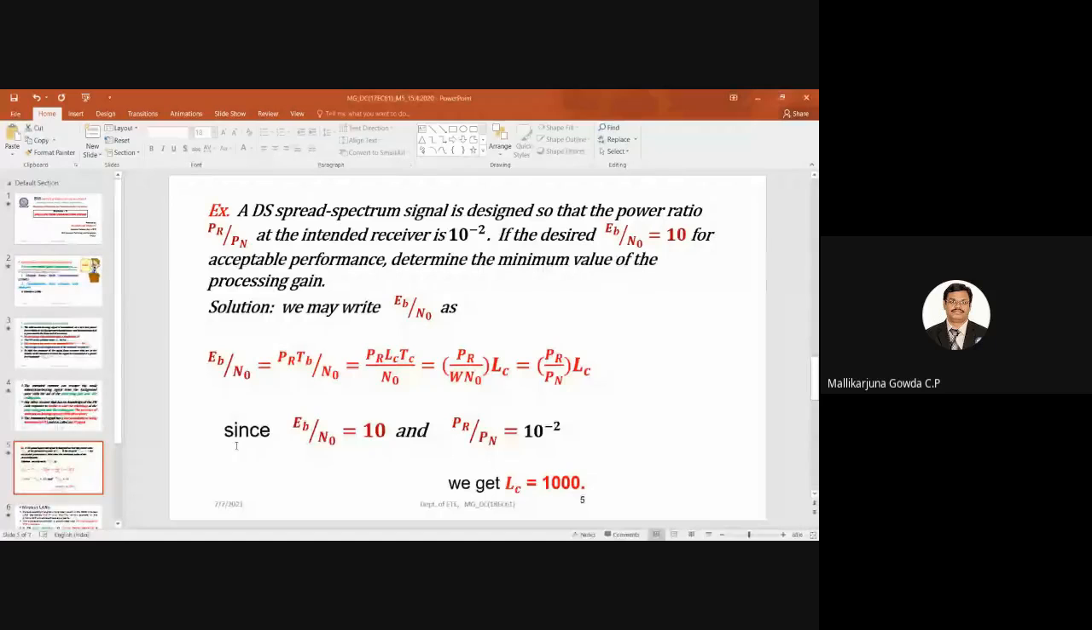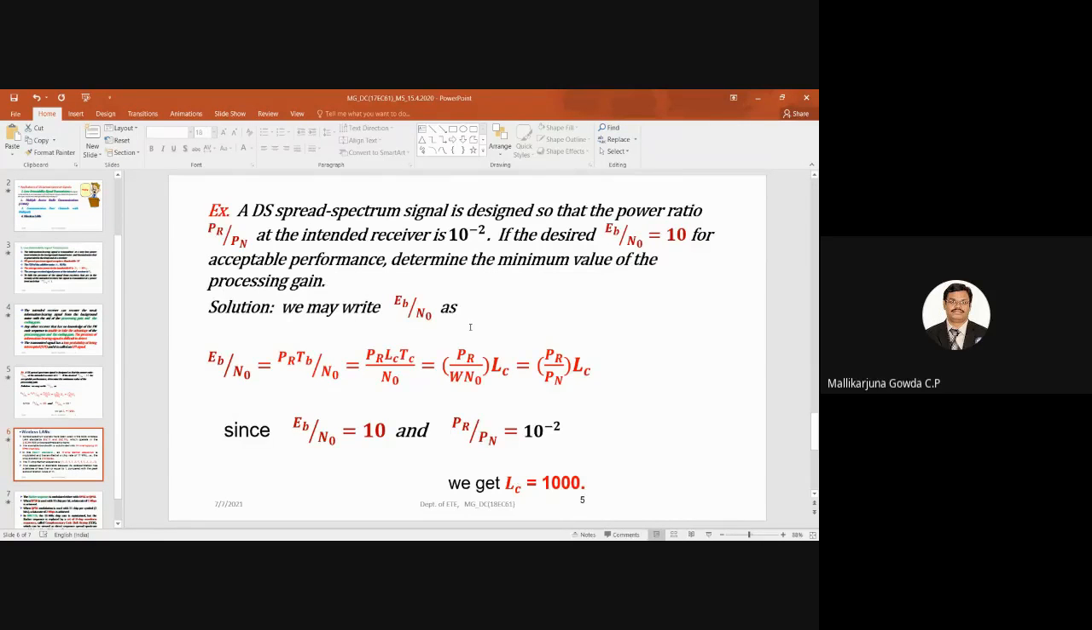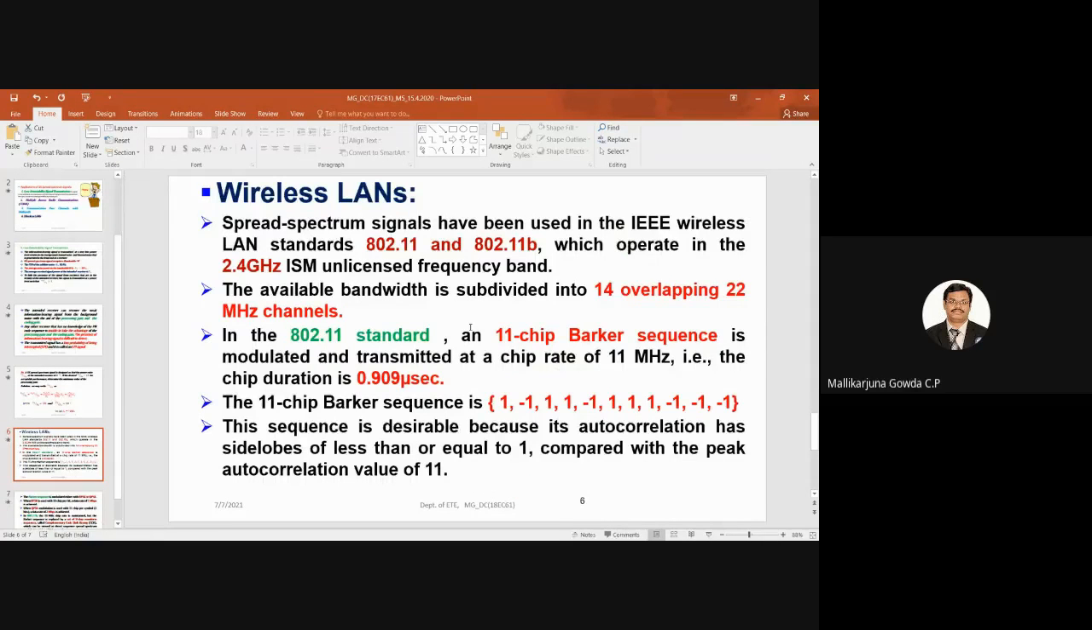Yes, let me continue. Hope you have understood this problem. Very simple, but definitely this type of problems will be asked, and many people will become panicked because they will not be knowing how to relate the parameters. Okay, it is very simple. I can relate this Eb/N0 with respect to the average received power and the noise power and the processing gain. So two values are given, only we need to find out the processing gain. Fine. So with that, let me go to the next application.